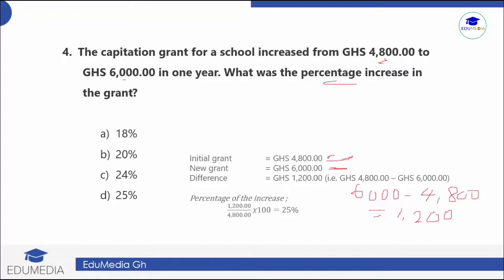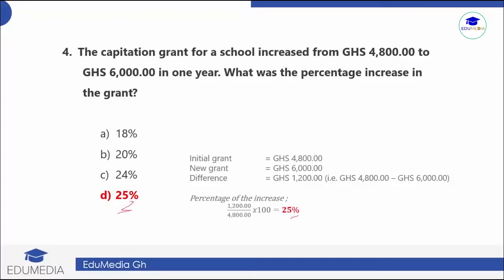Now we need to represent this in percentage. To get the percentage of the increase, we take the difference divided by the initial grant, then multiply it by 100. So that's what we did here: 1,200 divided by 4,800 cedis times 100 gave us 25%. So our answer is 25%.